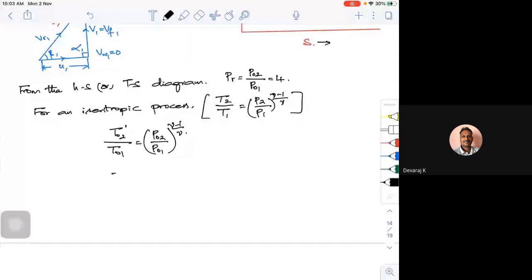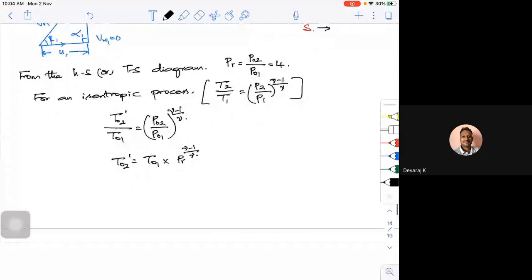So let's substitute everything, so I can get T02 dash. T02 dash is equal to T01 into the pressure ratio to the power of gamma minus 1 by gamma. If I substitute the values, T02 dash is equal to 300 into 4 to the power of 1.4 minus 1 by 1.4. If I substitute in my calculator, I am getting around 445.8 Kelvin. Okay, I am getting a value of 445.8.